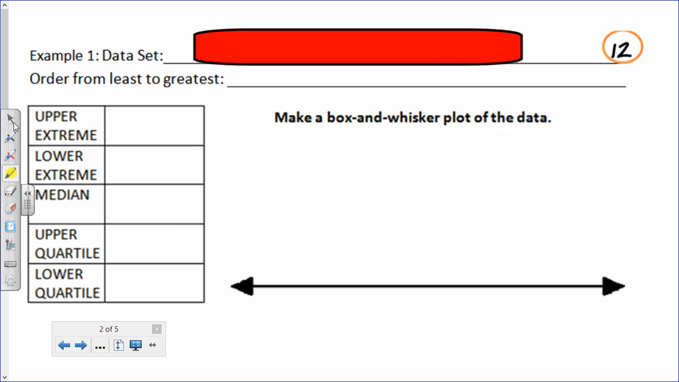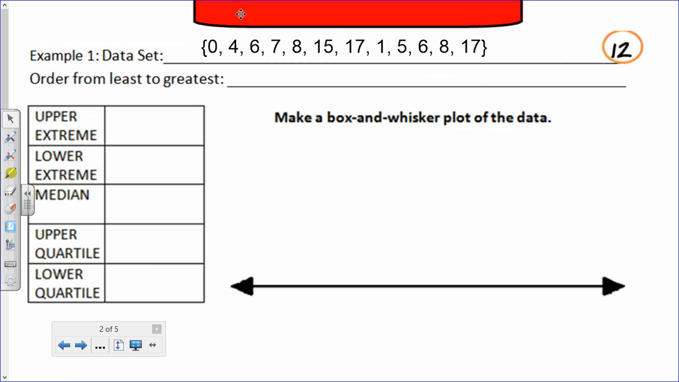Let's move on to our first example. So here is the data set, and we have 12 pieces of data. So please add 12 to your circle number. And then what I recommend is that you do 12 dashes. 1, 2, 3, 4, 5, 6, 7, 8, 9, 10, 11, 12. That way, when you're putting them in order, you don't miss a number. And let's get started filling them in.